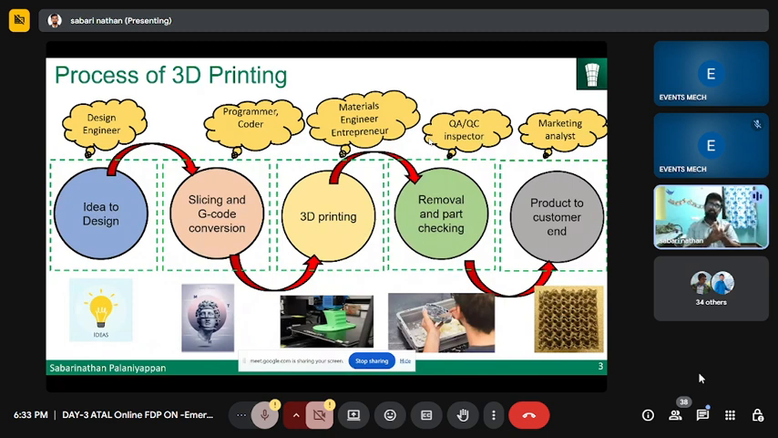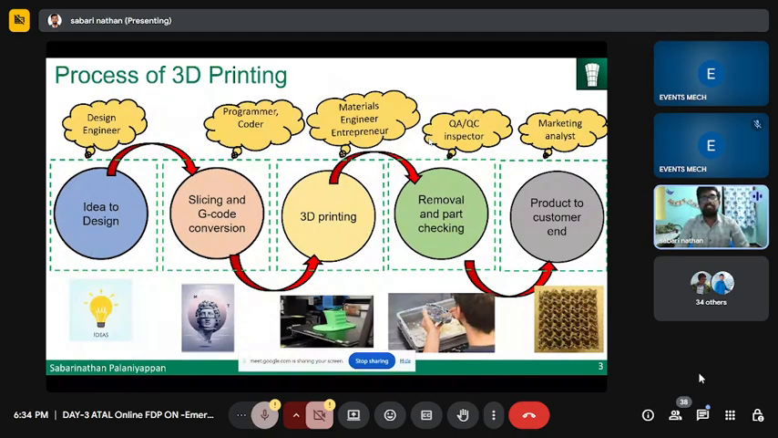Once your design is ready, you need to slice the component and convert it into G codes. After converting to G codes, you put the design into the 3D printer, and the printer can print it. After printing, you need to remove the part and check the quality aspects, such as whether the part is printed as per the design model. After checking, you can hand it over to the customer. These are the simplest steps involved in the 3D printing process.